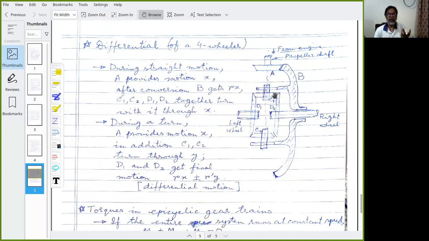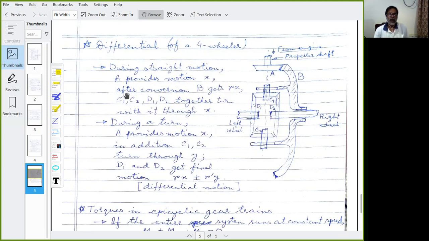have two so-called planet gears, C1 and C2, mounted over them, the same size, okay. And between C1 and C2, there are two gears, D1 and D2, which are vertical. Okay. These are actually connected to the shafts of the two rear wheels.